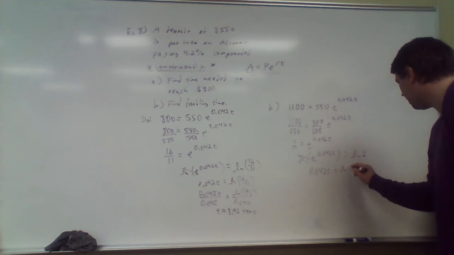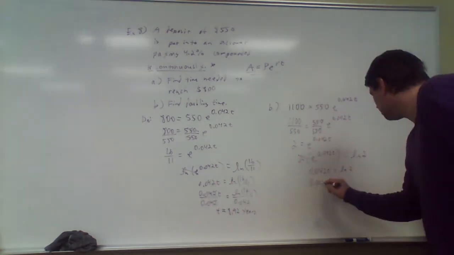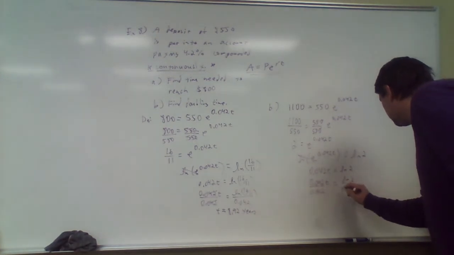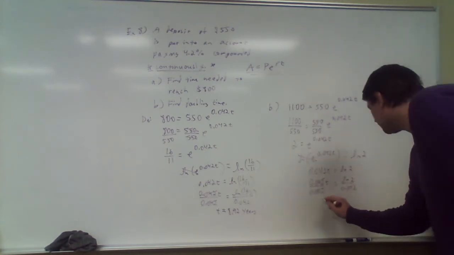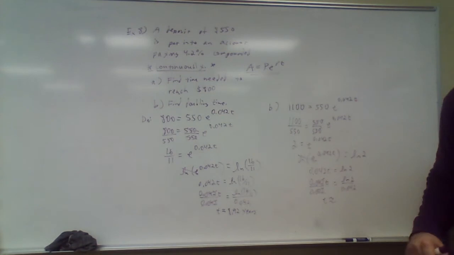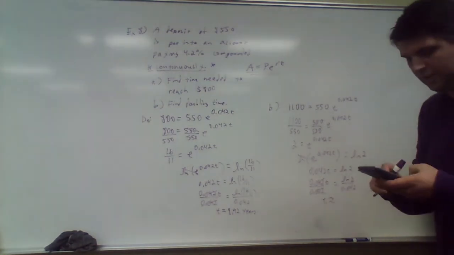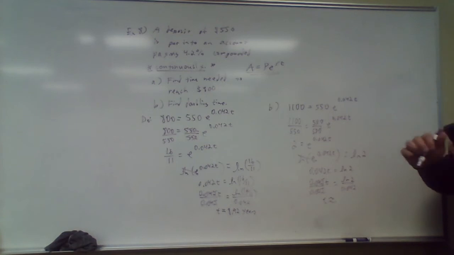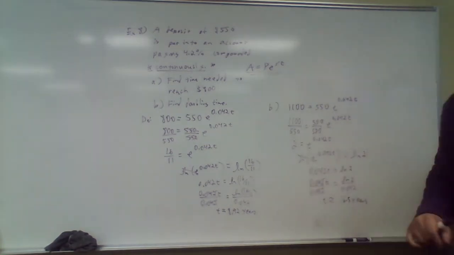0.042t will equal the natural log of 2. When we divide off that 0.042, we end up with t is approximately this value. So, natural log of 2, hit enter or equal, and then we divide by 0.042. I got approximately 16.5 years. Okay?